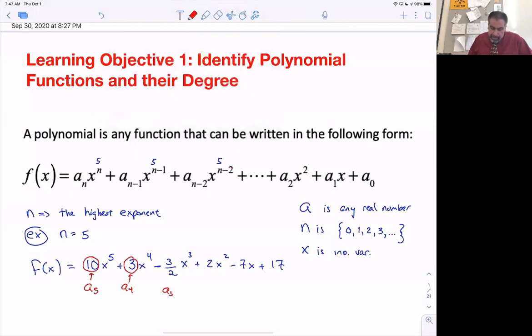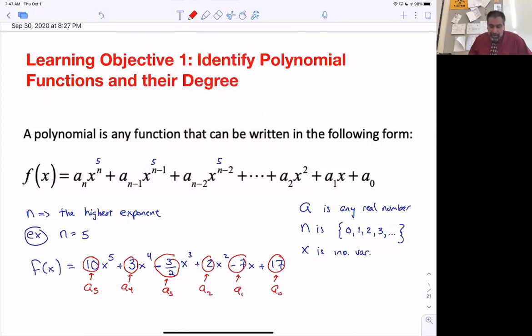A sub 3 is the number in front of x cubed. Now be careful with this one. It's not 3/2. It's actually negative 3/2. You've got to include the negative, okay? In the first two, those were positive, so it didn't really matter if we mentioned it. This one's negative, we got to include it. In this next one, a sub 2, it's positive 2. And the next one, that's going to be called a sub 1, and that's negative 7. And the last one by itself is a sub 0, and that's going to be 17.